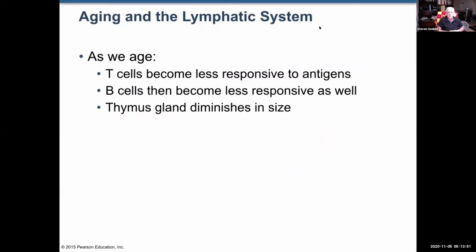As we age, everything goes downhill. After 21, your body starts to go downhill. T cells become less responsive. B cells become less responsive. And the thymus gland eventually diminishes in size. So your immune system really becomes less effective. Older people are much more susceptible to bacterial and viral infections than younger people, because our T cells become less responsive and the B cells become less responsive as well.